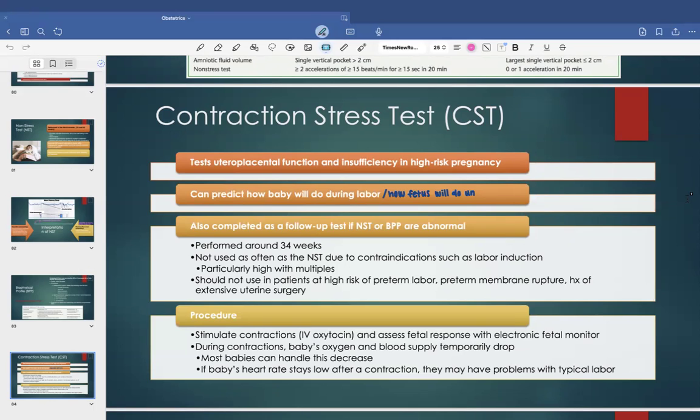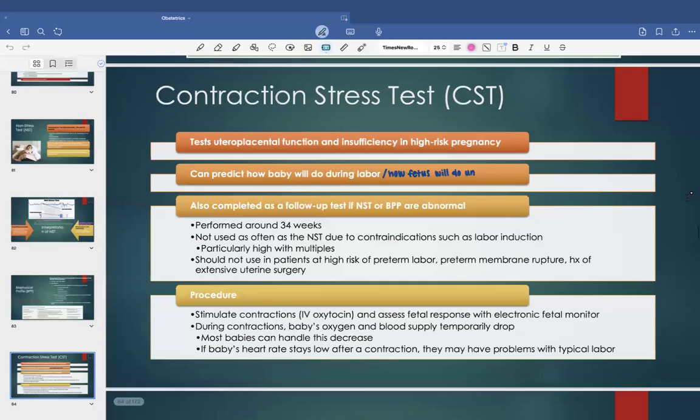If the baby's heart rate stays low after the contraction, they may have problems with typical labor. So we may need to determine what needs to be done differently, maybe a C-section or something like that. So this is just another backup test if you have a non-reactive stress test.